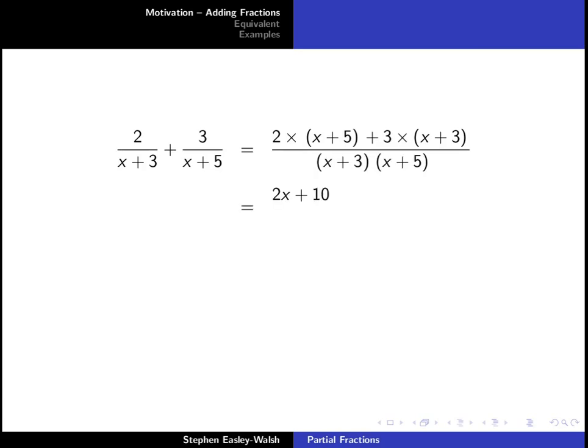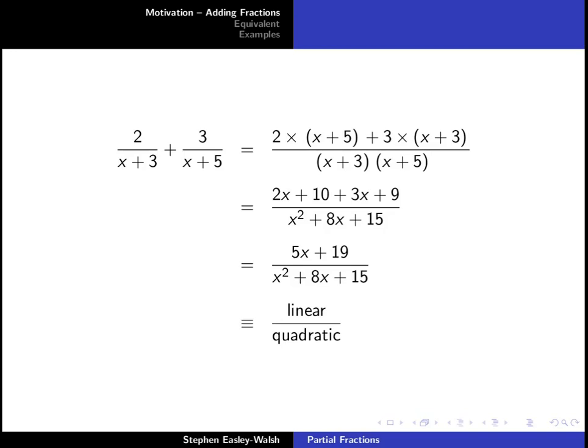The numerator becomes 2x plus 10 plus 3x plus 9 all over x squared plus 8x plus 15, giving us 5x plus 19 over x squared plus 8x plus 15. What you'll note is that this rational function is of the form linear over quadratic. That is, the numerator is a linear function and the denominator is a quadratic function.